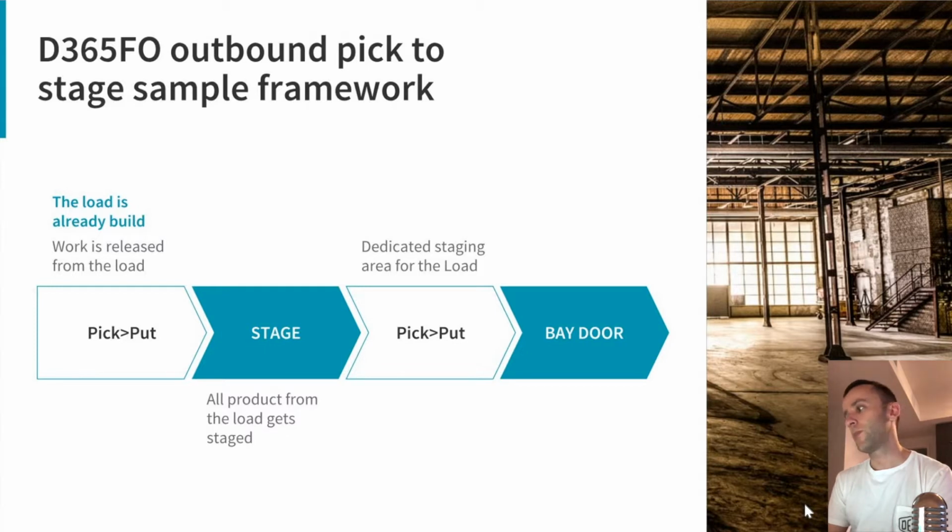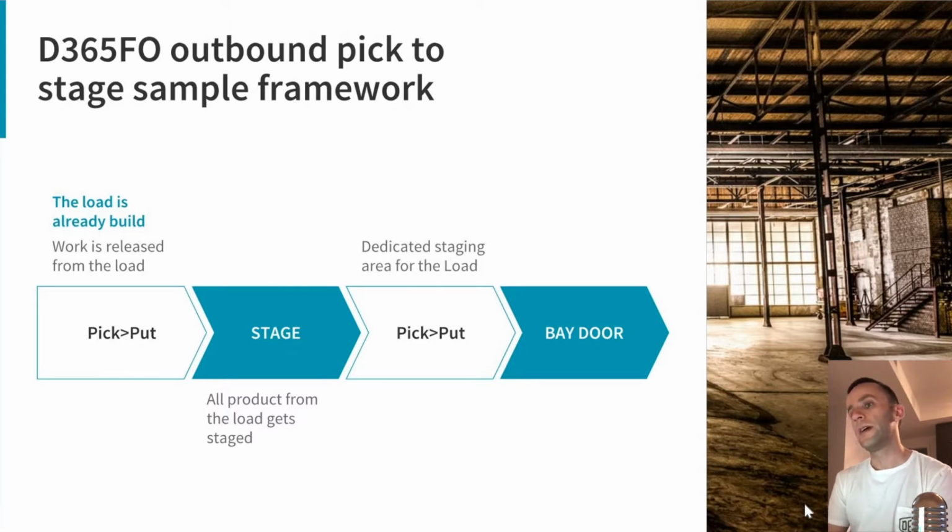From the AX standpoint, it sounds like a simple scenario and it should be easily reproduced in the system by using your simple pick and put to stage and from the stage to the bay door. The problem is when you try to stage all these 10 sales orders, the system will automatically generate only one load, or you can have multiple loads depending on your setup, and you need to pick those from staging to the bay door, and the bay door is represented as an incoming truck.